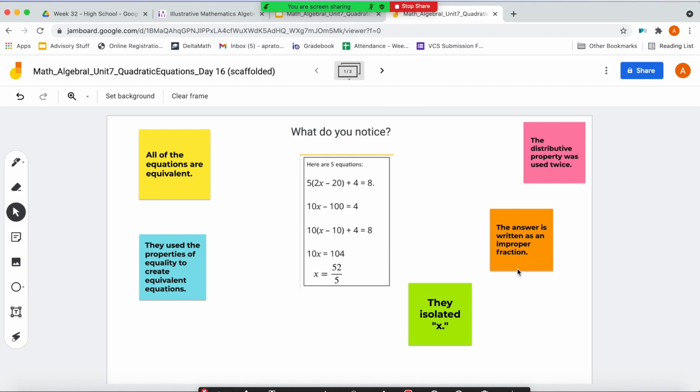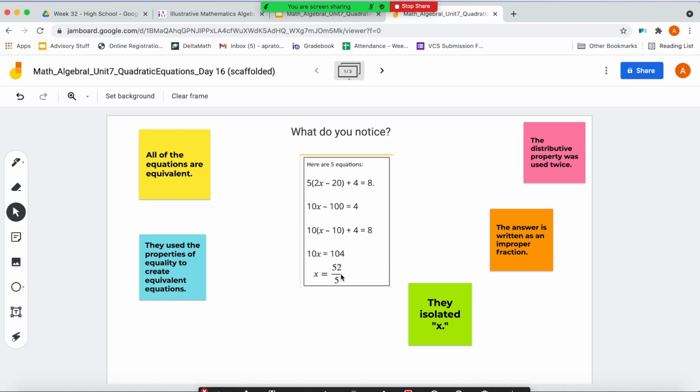Somebody wrote that the answer is written as an improper fraction. This is a conversation you can talk about, because I see 10x equals 104. How did they get to 52/5? Why are we representing this as an improper fraction and not a decimal or a mixed number? That's something that's important to really emphasize in Algebra 1. Students will have a tendency to rewrite things as decimals or mixed numbers, as this is something they're used to doing from previous years.